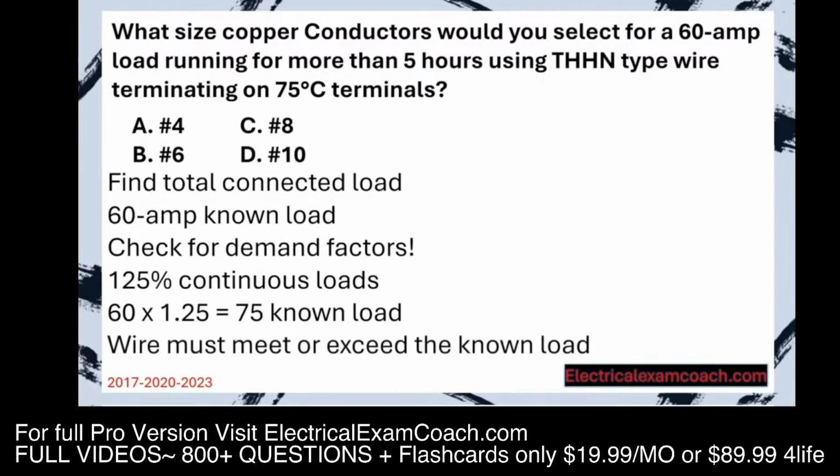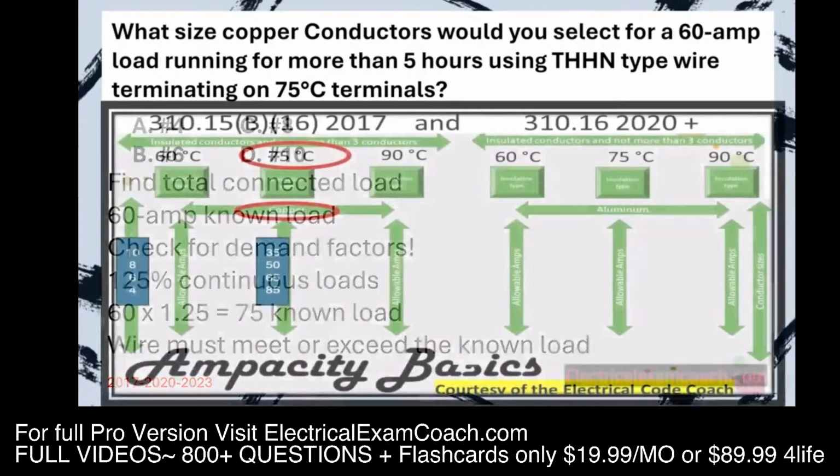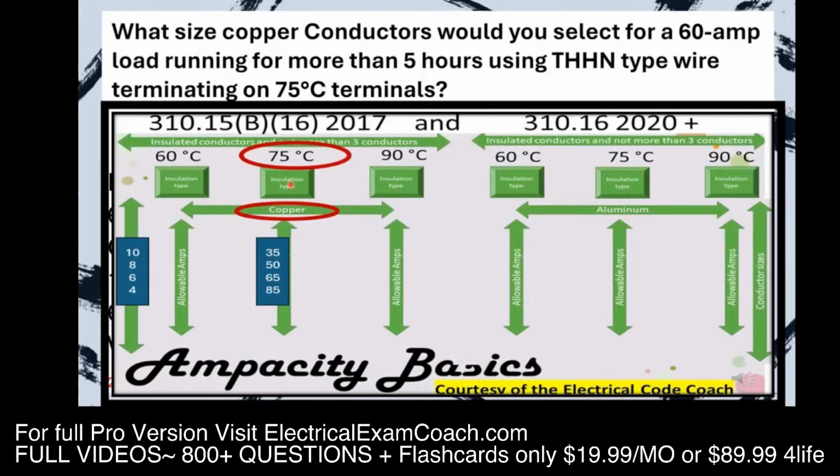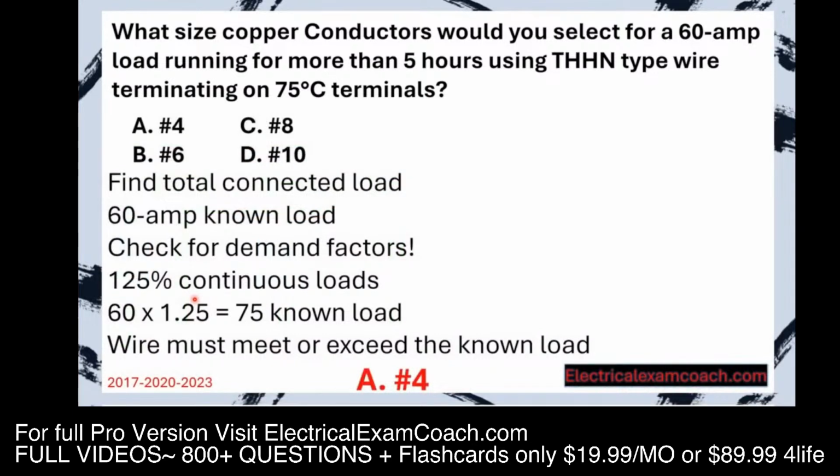And remember, our wire must meet or exceed the known load. We head to our primary ampacity table. We head to the copper side because it wants copper conductors. We're in the 75-degree C column, and we need to go down and find a wire that meets or exceeds 75 amps, and we find that it happens to be a number 4. Let's get to it.